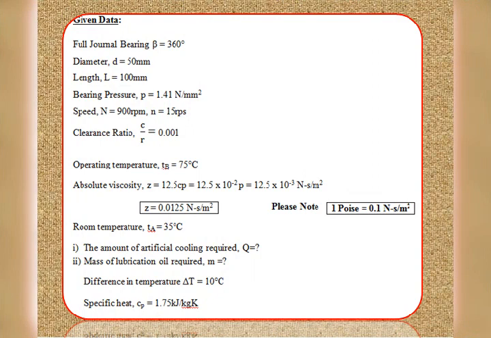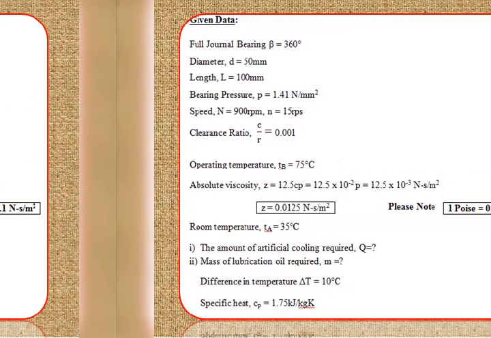Speed of the journal is 900 rpm. So speed N he has given 900 rpm. That we need to consider in small letter n, that is 15 rps. So here we must be careful. Somewhere in between we must substitute n in terms of rps. That we'll see later where it is. And clearance ratio is 0.001. Clearance ratio C by R is equal to 0.001.